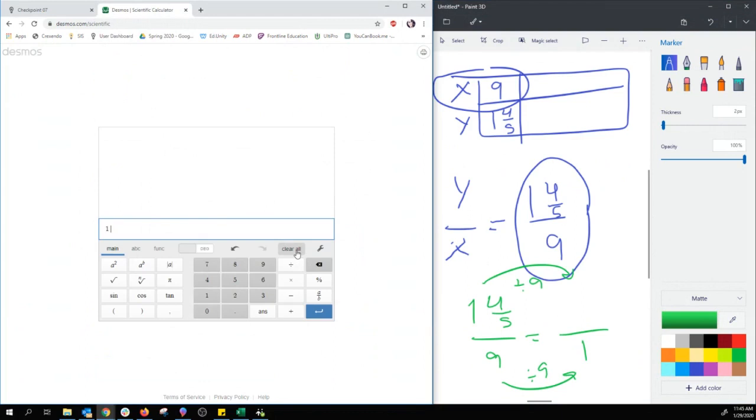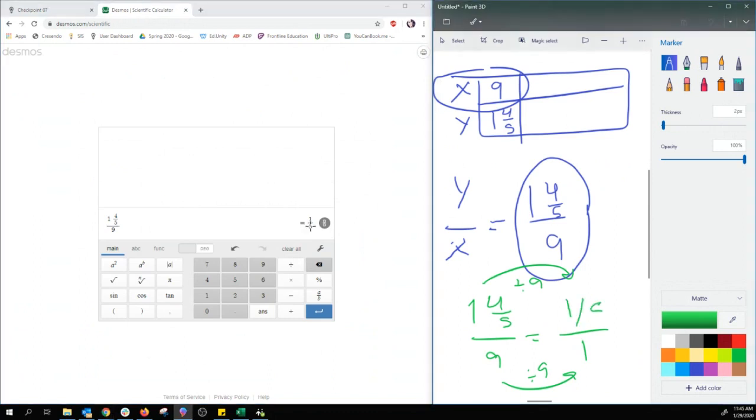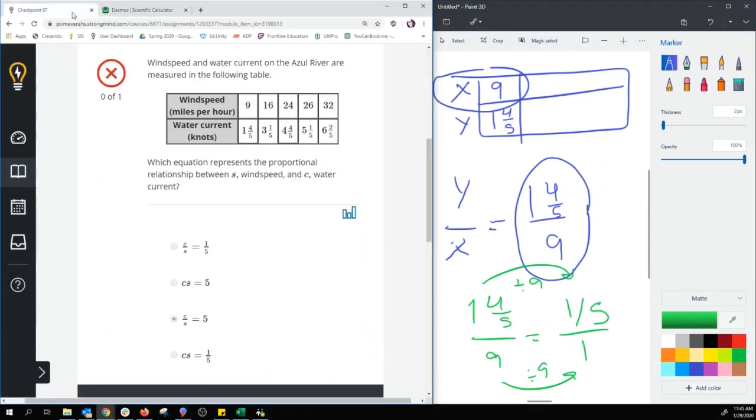So 1 space 4 over 5, and this whole thing divided by 9 gives me 0.2. But I want it as a fraction. So I'm going to hit this button to give me 1/5. So this tells me that my unit rate is 1 over 5, or 1/5.